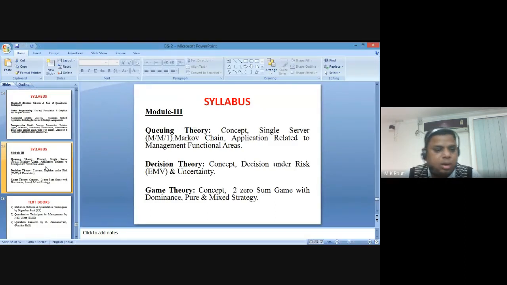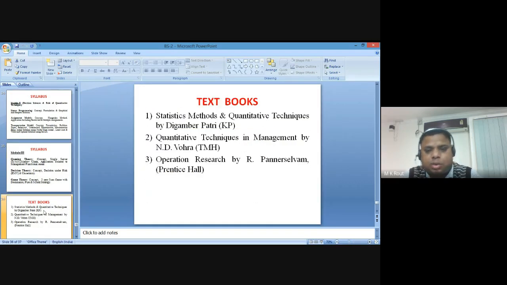These are module 1, module 2, and module 3, and these are the textbooks. Statistical Methods and Quantitative Techniques by Digambar Patri under Kalyani Publication House. The next is Quantitative Techniques in Management by N. D. Vohra, that is Tata McGraw-Hill, and Operations Research by R. Panneerselvam, that is Prentice Hall Publication House. So these are the books.